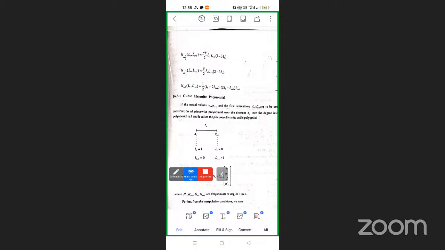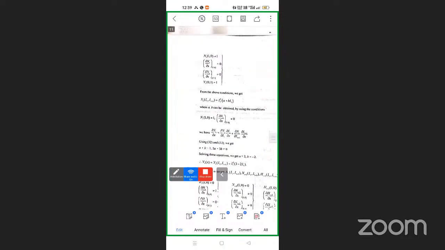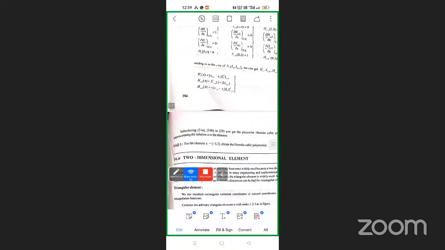Next, cubic Hermite polynomial. Here also the same. So these are the one-dimensional cases. The cubic Hermite polynomial is denoted by capital H. So these are the formulas for the cubic Hermite polynomial. This proof is not needed.